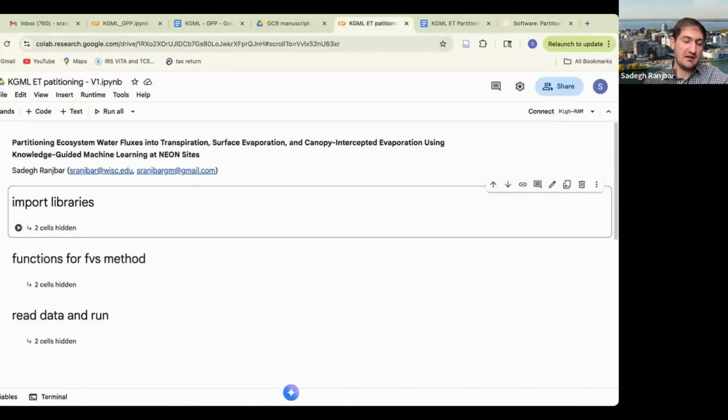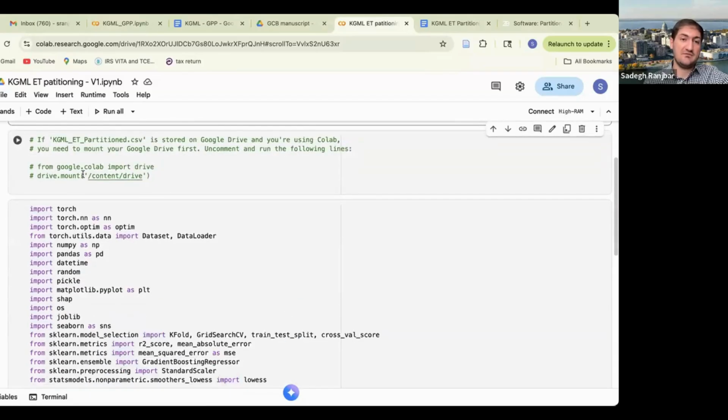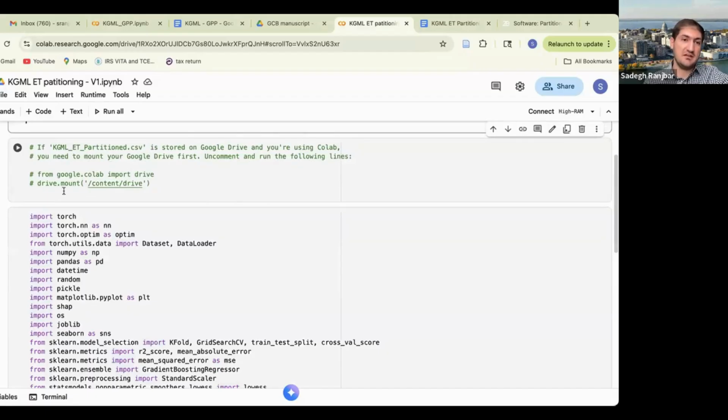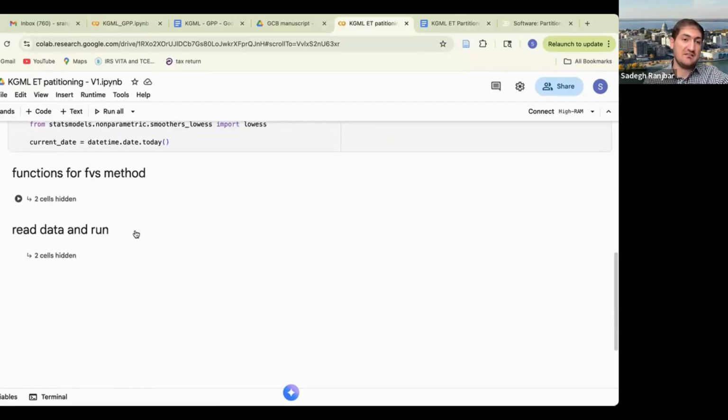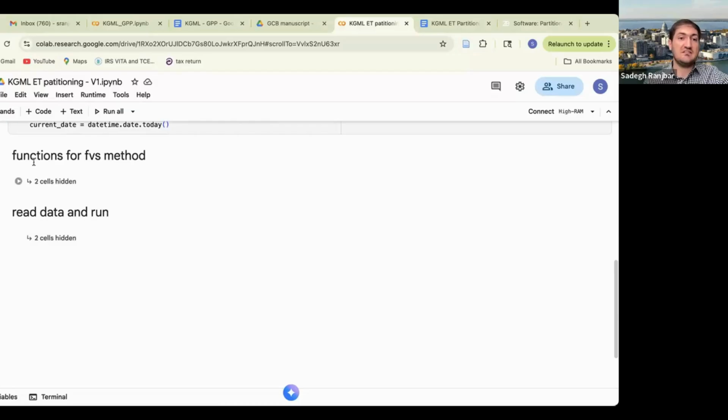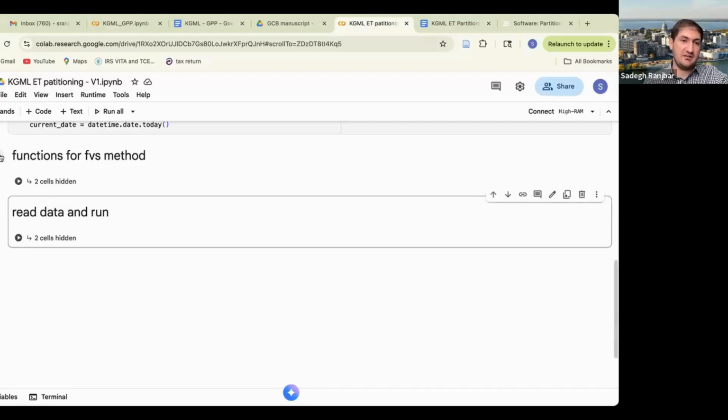All right, let's see how the code works. It has three sections. One is importing the libraries. For example, if you are using Colab like me, you can add your drive here and then import the libraries that are needed. Another section is the functions for the methods that we are trying to do, like the partitioning, and another is the running and training part.